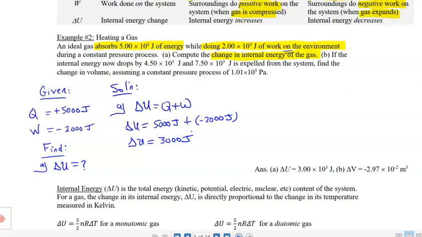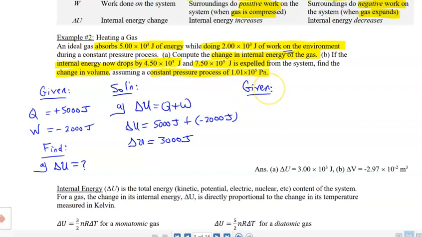Now we'll go on to the next part, and we are looking at the internal energy now dropping by 4,500 joules. At the same time, 7,500 joules of energy is expelled out of the system. We are now told that it's going through a constant pressure process, and we need to find the change in volume. So we'll write down again what we know.